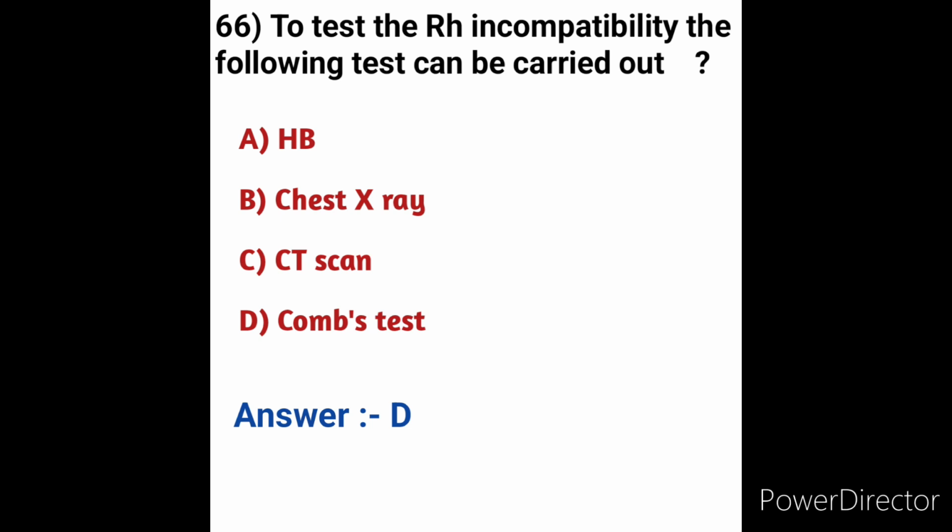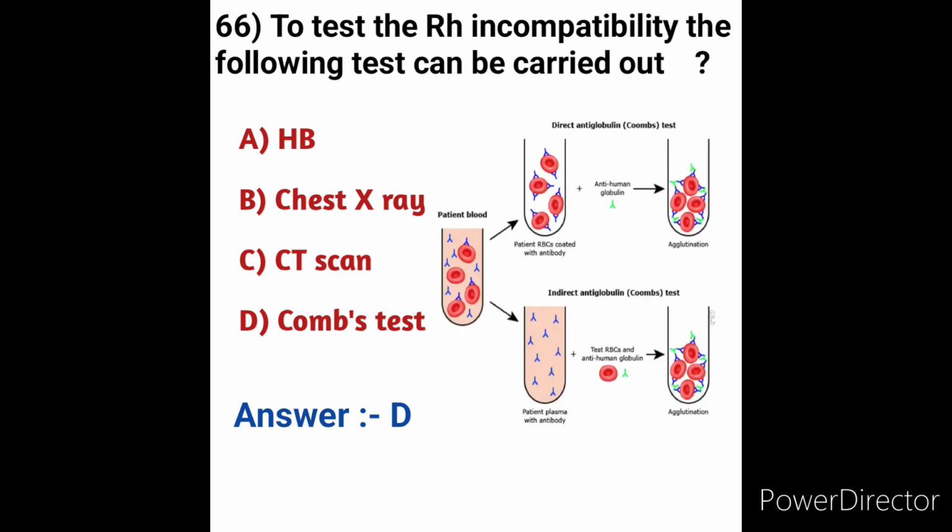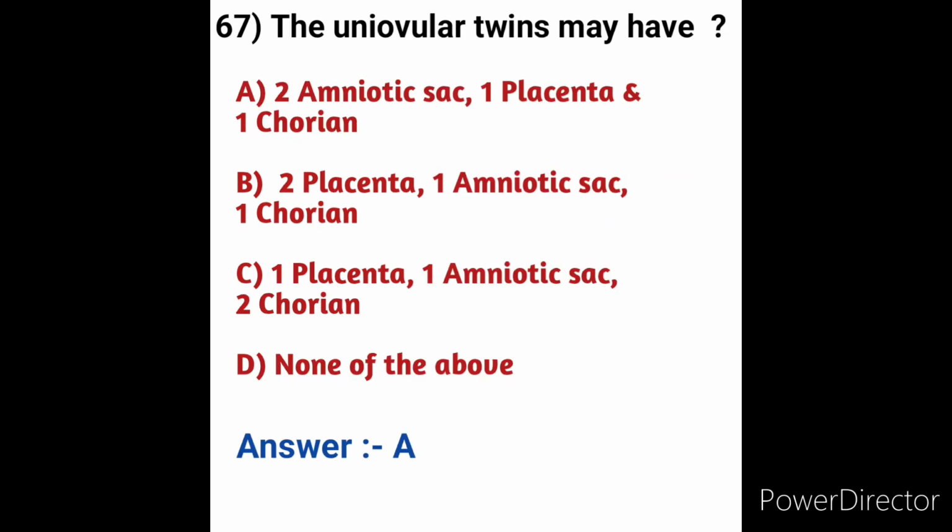Next we will see the indirect Coombs test. The indirect Coombs test is performed by adding patient plasma to test RBCs, followed by the addition of anti-human globulin. Anti-human globulin is also added in the indirect Coombs test. Here, for testing Rh incompatibility, option D, Coombs test, is the correct answer. Here we can see in this picture the direct and indirect types of Coombs test. Next, move on to question number 67.